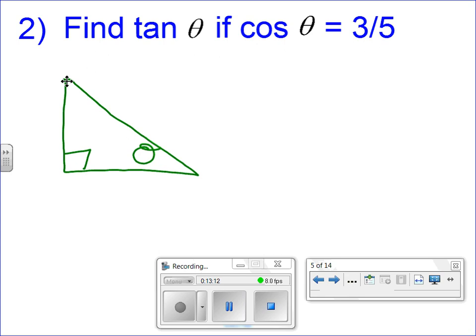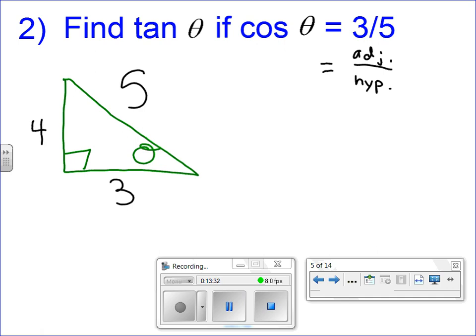So when I drew my triangle like so, and I put my theta where I put it, when they gave me that cosine theta was 3 over 5, that was their way of saying the adjacent side was 3 and the hypotenuse side was 5. And maybe that is how Jake realized, oh my gosh, if the hypotenuse is 5 and one of my sides is 3, that means this has to be a 4.